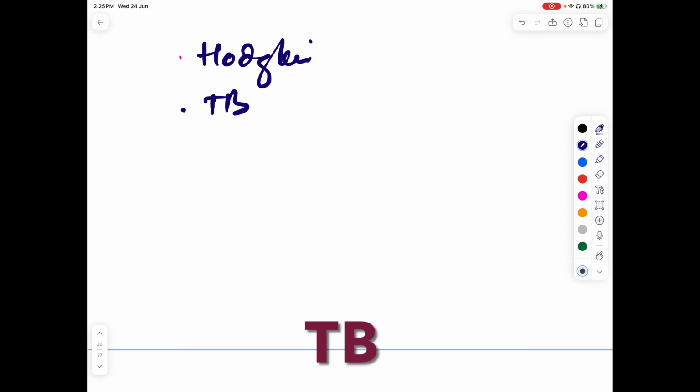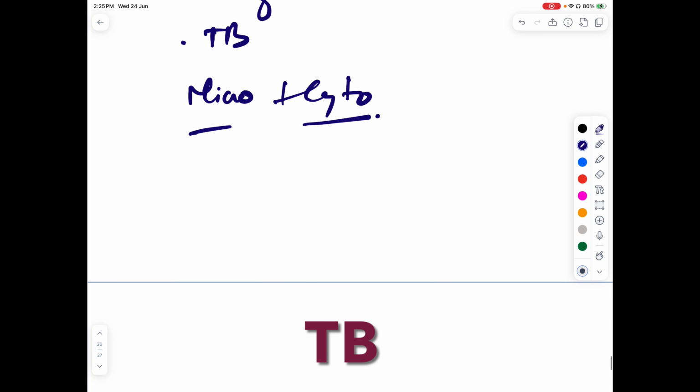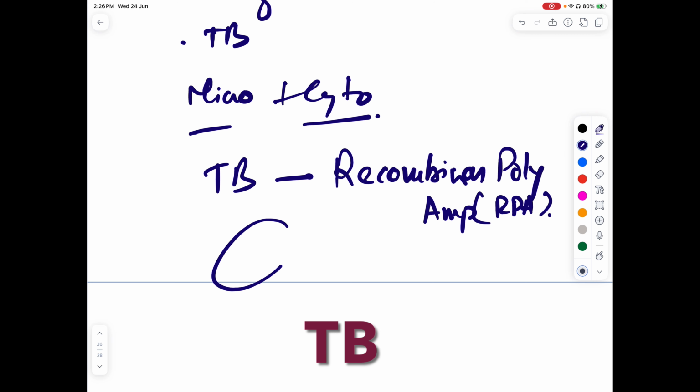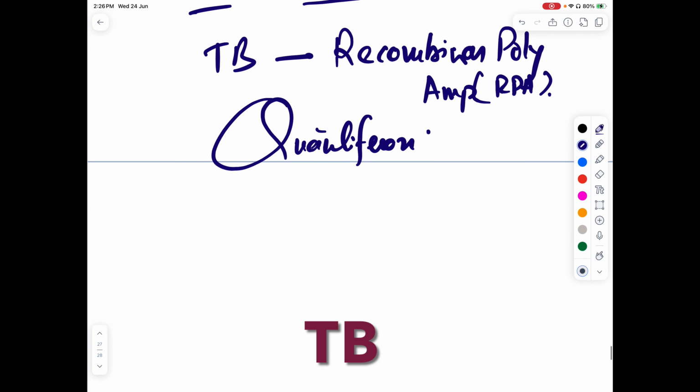Hodgkin's. Then which lab you sent for? Microbiology plus cytology. So what you do, two rapid tests. So how tuberculosis is diagnosed? So the test is recombinant polymerase amplification. So RPA, this is recombinase polymerase amplification, or quantiferon. So this is another test, interferon gamma assay, or polymerase chain reaction, PCR.